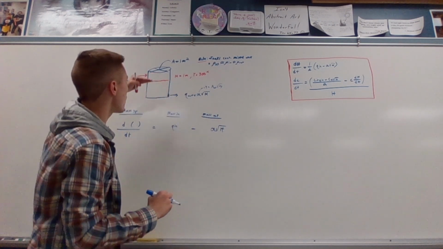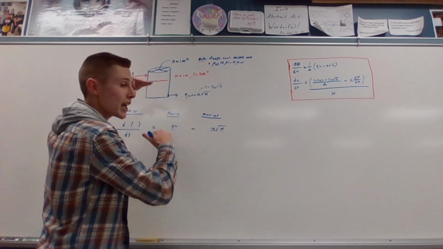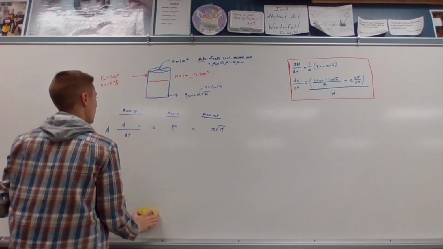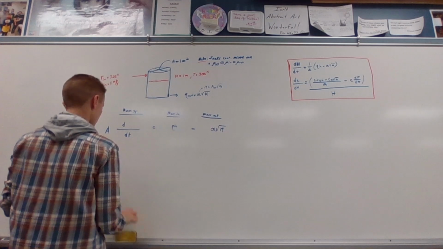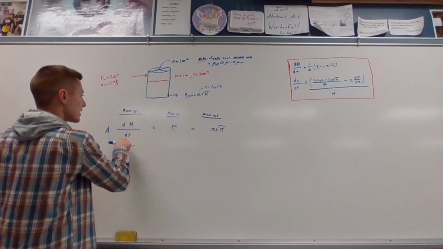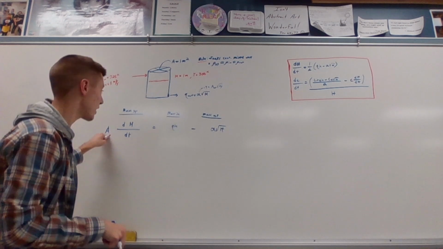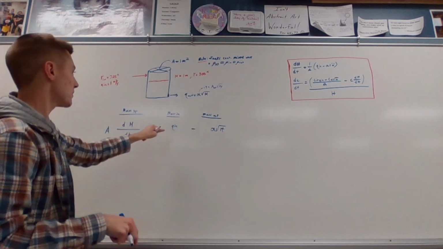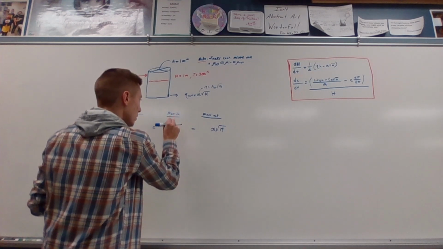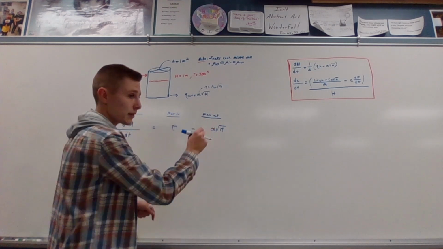It can change over time. The water level inside can change, so we're going to leave that on the inside here. So some small change in height over time, multiplied by the cross-sectional area, which we brought out as a constant, is equal to the flow rate coming in minus the flow rate leaving.